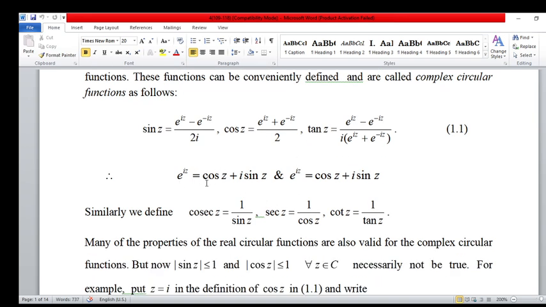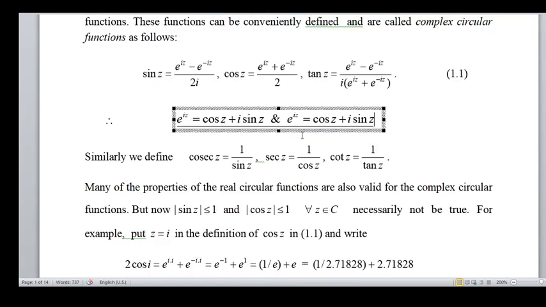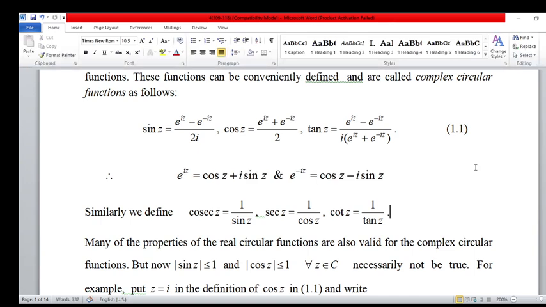Now this is the Euler formula: e raised to the power iz is cos z plus i sin z. Taking the negative here, e raised to the power minus iz is cos z minus i sin z.